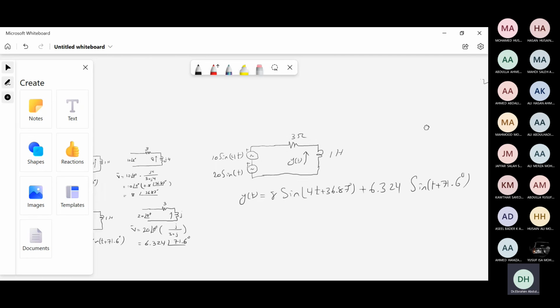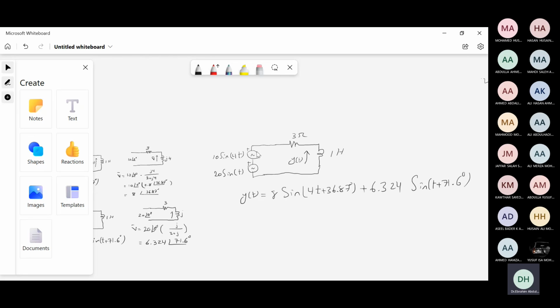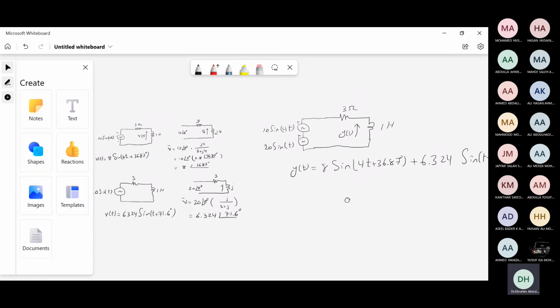Okay, how to consider only one source? It means that if you consider this one, this is a voltage source, so replace it with a short circuit. Simple as this.